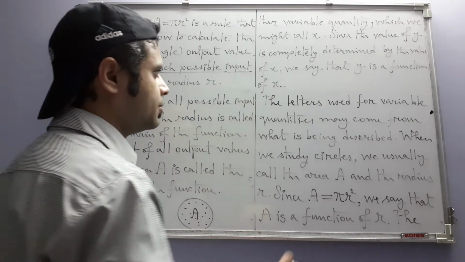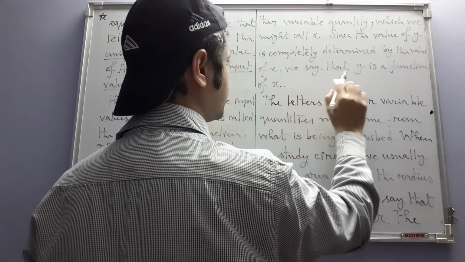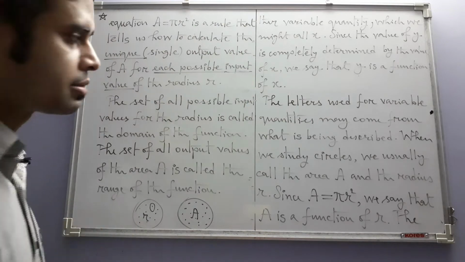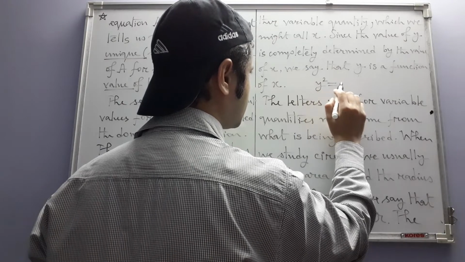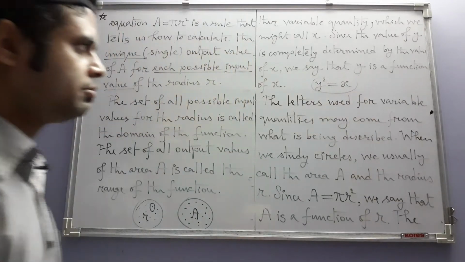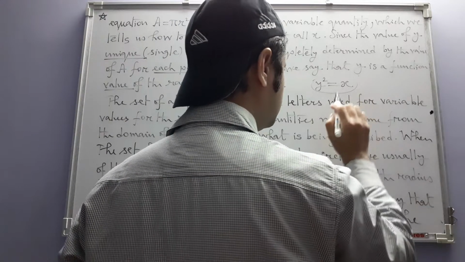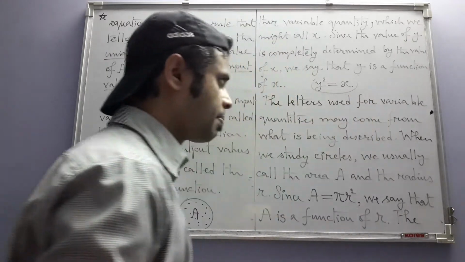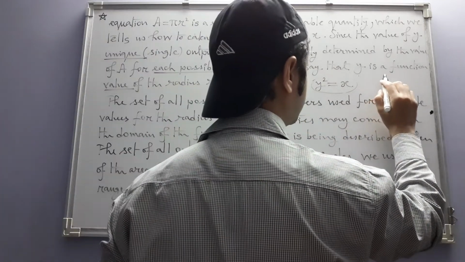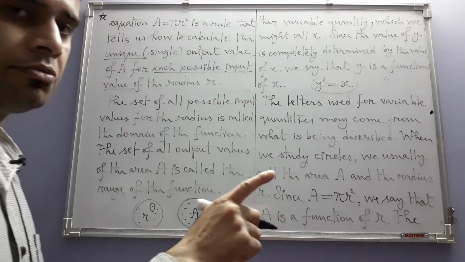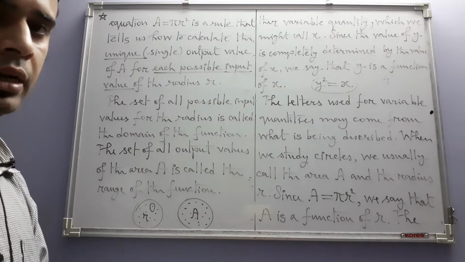Let me give you one example. If someone says the relationship between y and x is this, y square equal to x. Now, if you put a positive real number in place of x, say x equal to 4. Keep in mind, x is the independent variable and y is the dependent variable. So y will be completely determined by x.